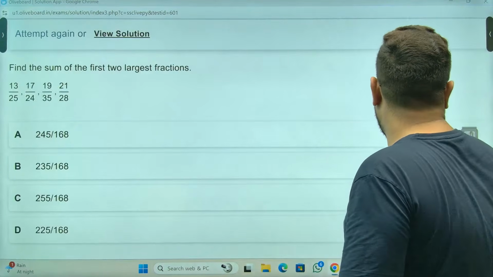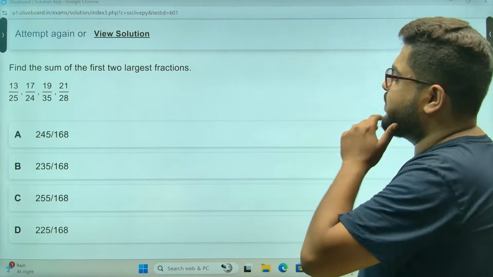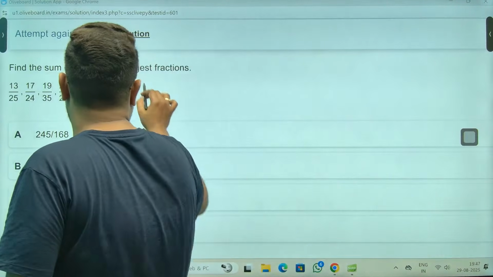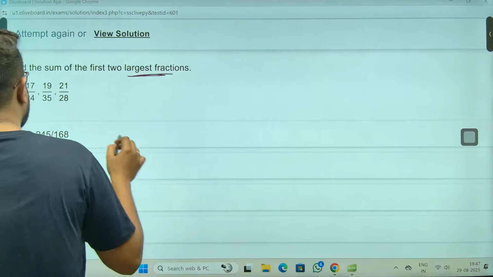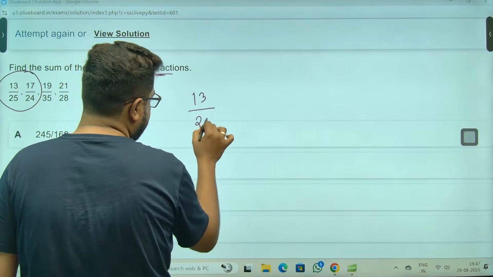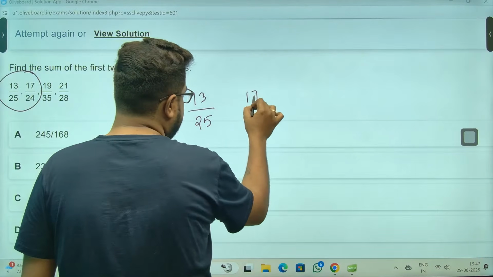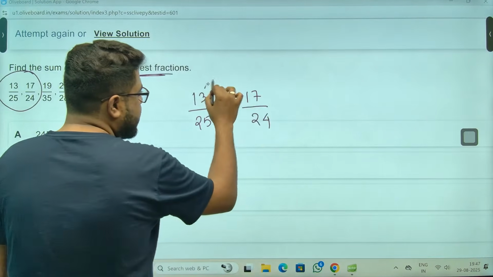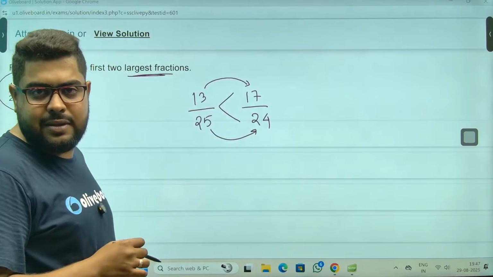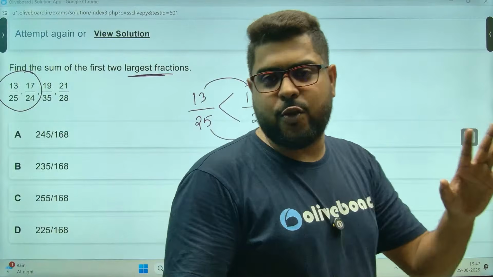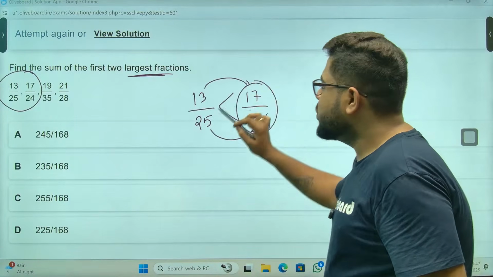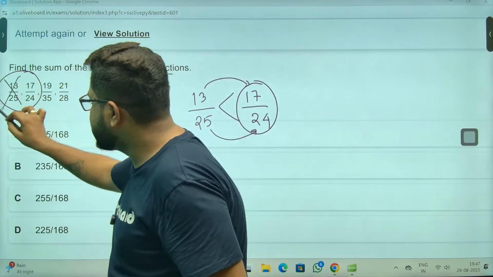Two largest fractions. Okay. I will say use a little common sense to find the largest fractions. So let's take these two: 13 by 25 and 17 by 24. The numerator is greater and the denominator is smaller, so definitely this is greater, right? I don't need to do any calculations to prove that. Just using common sense, I can say this is greater. So this cannot be the largest.